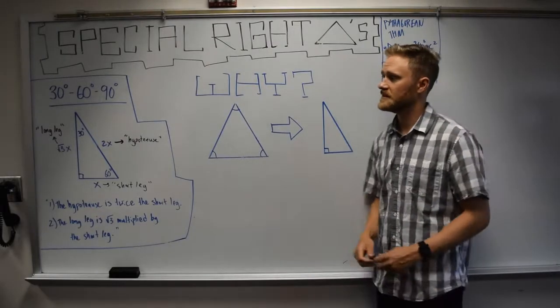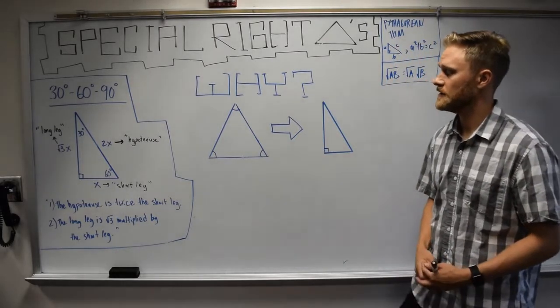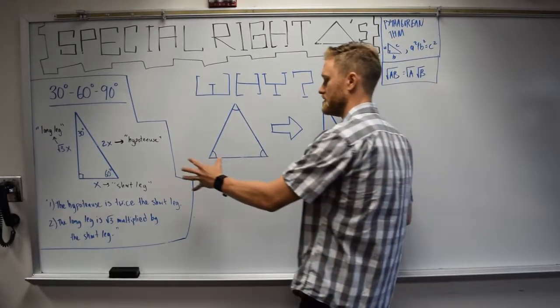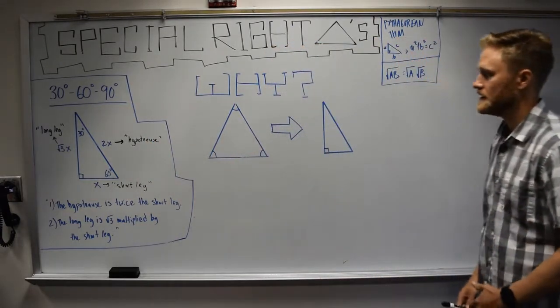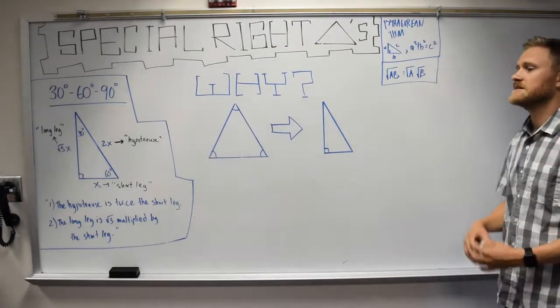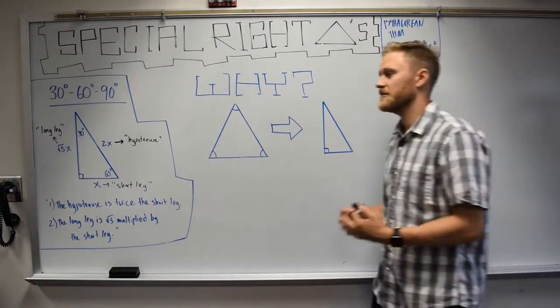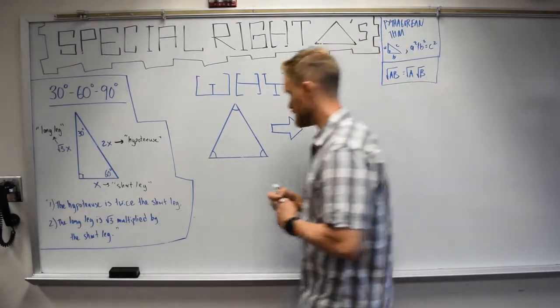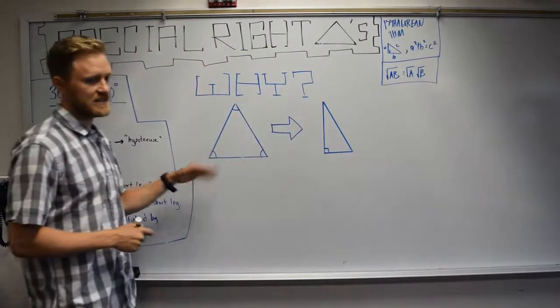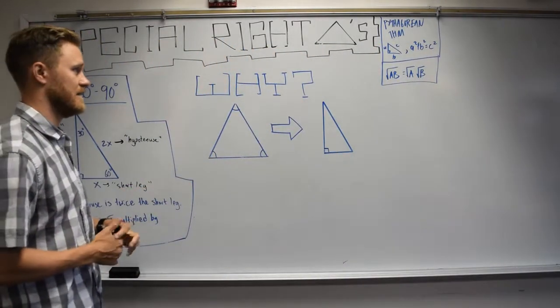So to wrap up 30, 60, 90 triangles, we're going to make an argument and actually derive the relationship that we have here. Now, it's key to understand how a 30, 60, 90 triangle is produced. So let's take a look at a specific type of triangle that we have here.